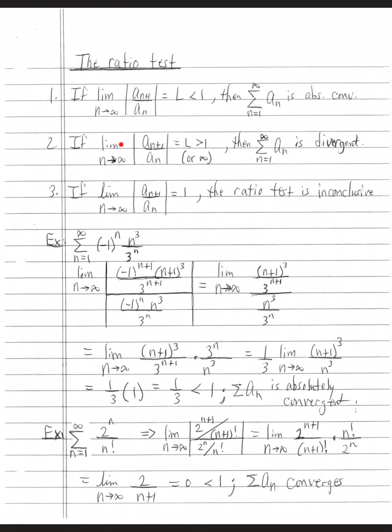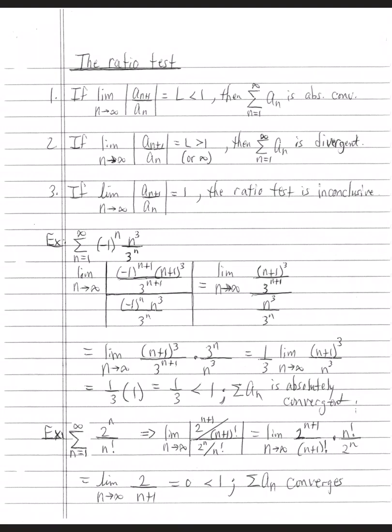Property 2: if the limit as n goes to infinity of your a sub n plus 1 term over a sub n is greater than 1 or infinite, then your infinite series is divergent. If the value comes out exactly 1, the ratio test is inconclusive.